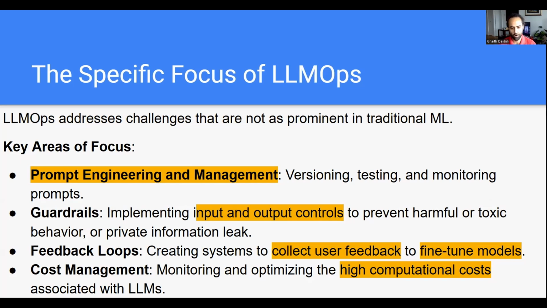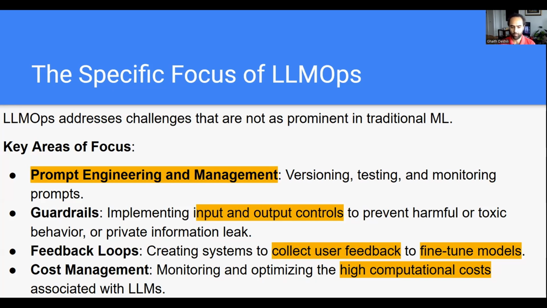Guardrails are more than important as well, to control LLMs' inputs and outputs, to prevent harmful or toxic behavior or private information leaks, which are cases that happened in the past and are still happening in the present, but there are many improvements and techniques that have been put in place to avoid this unexpected behavior. There are feedback loops as well to ensure the system's continual improvement. This can be done by collecting users' feedback and fine-tuning LLMs on this feedback.